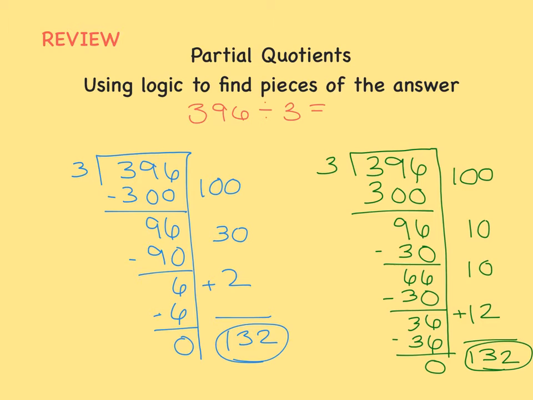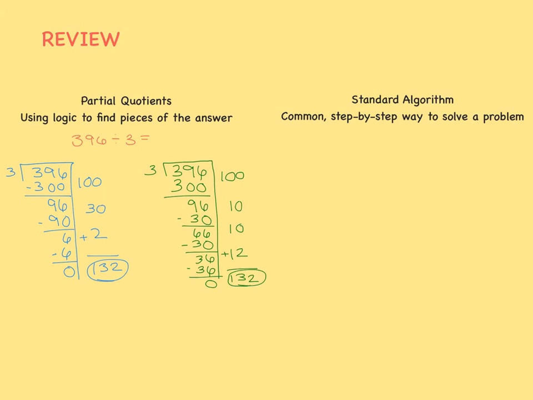In green, I showed how to take out 100 groups, then 10, 10, and 12, and still got the same answer, 132. Partial quotients is a great method to use when you're first learning about division because it really shows you the different groups that you're taking out when you're dividing. But sometimes you want just a quick way to divide. That is why we learn how to use standard algorithms to solve math problems too. These standard algorithms are just common step-by-step ways to solve a problem.